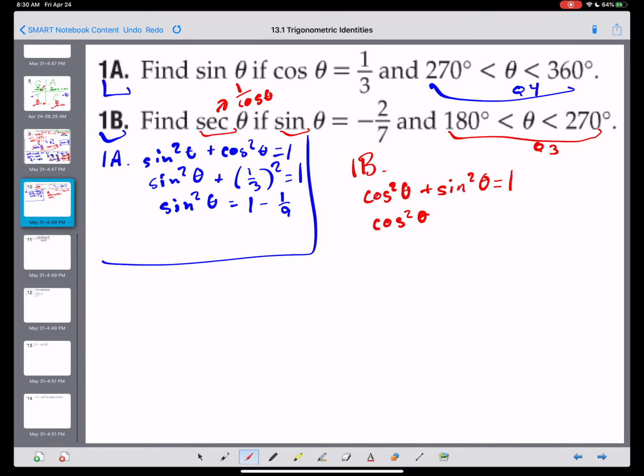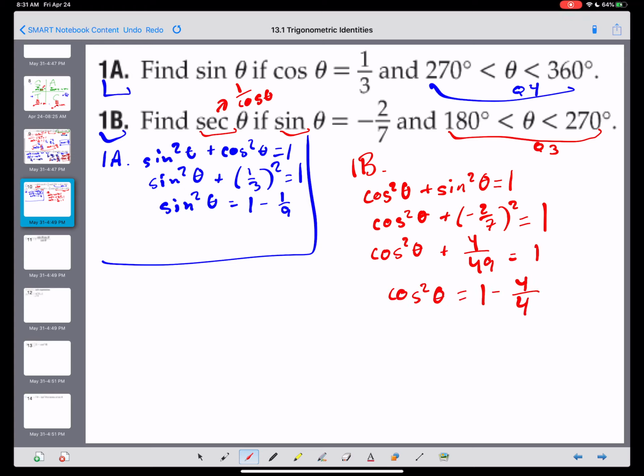Okay, so if I do that, I get cosine squared theta plus 4 over 49 is equal to 1. Cosine squared theta is equal to 1 minus 4 over 49. Cosine squared theta is equal to 45 over 49, because 1 is really 49 over 49, right? So that's how I can do that. I'm going to square root both sides. So I get cosine theta is equal to radical 45 over 7 plus or minus.